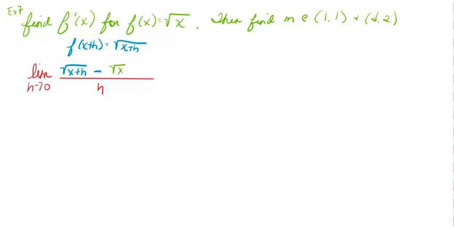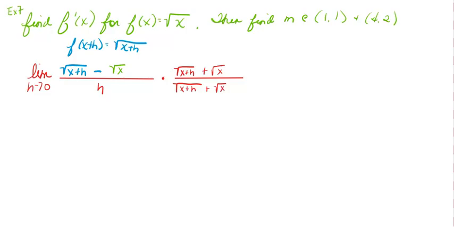So I'm going to have to multiply by the conjugate of the numerator. I'm going to have to multiply by 1, so I've got to write the conjugate of the numerator over the conjugate of the numerator, which is going to be, I'm just going to do it in red here, the square root of x plus h plus the square root of x. And I'm going to put the same thing on the denominator, so it's like multiplying it by 1.